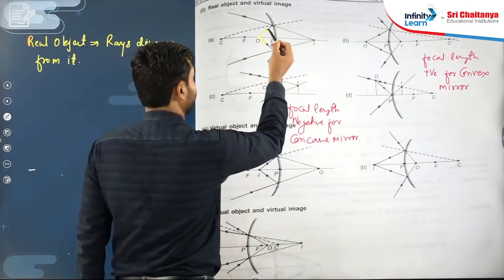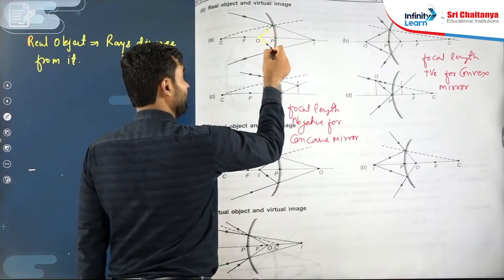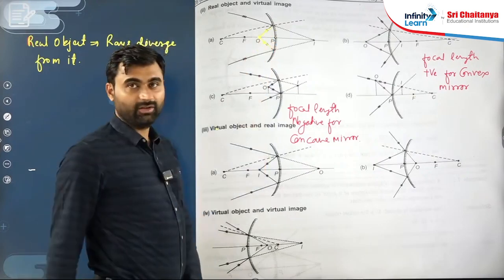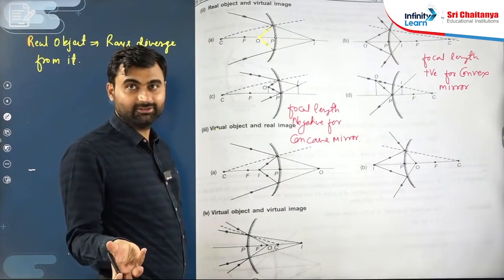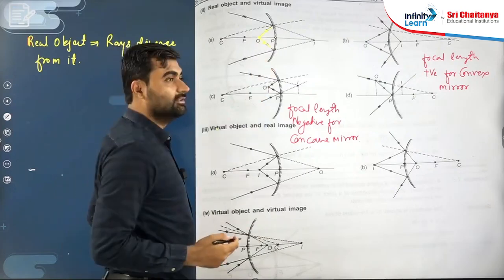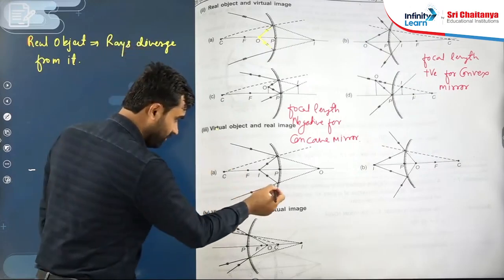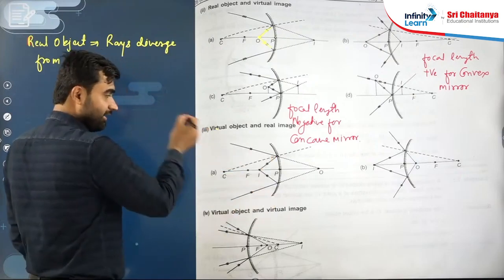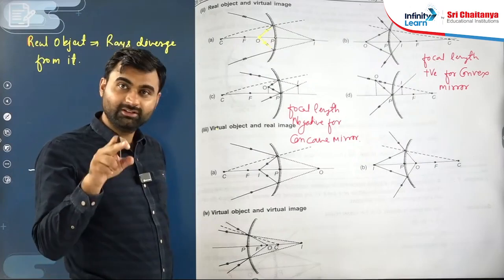How? If anyone asks from where this ray is coming, we can extend this ray. They are intersecting here, which means we can say they are coming from here, right? So we know the actual position from where the rays are originating. We know the actual point, right or not? That is a real object. But here if we extend these two rays, are they intersecting anywhere? No, they are not intersecting.